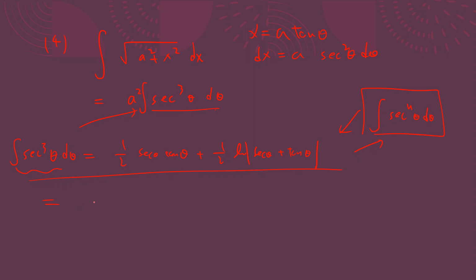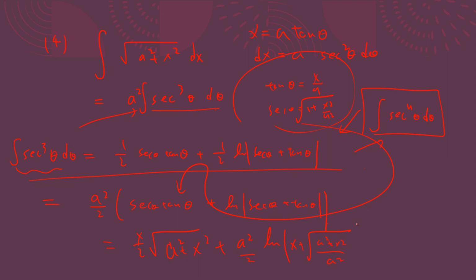So we get a half a squared secant tangent plus a half ln secant plus tangent. Let's see the tangent: tangent is basically x divided by a. So secant is the square root of 1 plus x squared divided by a squared. Put these two back into the first term, which is this one, and the second term is this one. There's a half, so x times the square root of x squared plus a squared divided by a squared, plus c.